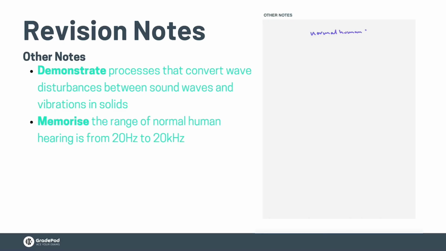human hearing. There's always an exception. There might be some crazy folks out there who can hear 22 kilohertz or something, I don't know. Normal human hearing is less than 20,000 hertz and greater than 20 hertz. 20 to 20,000. I think that should be easy enough for you to remember.